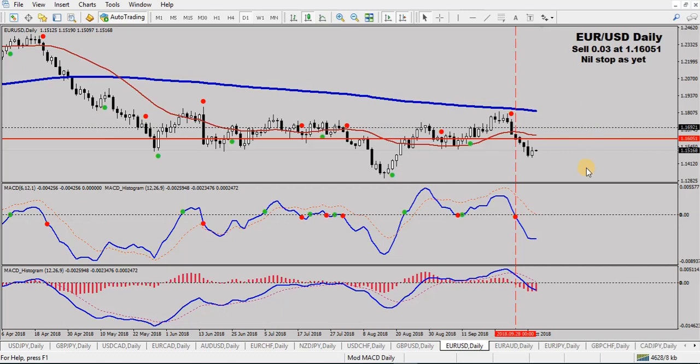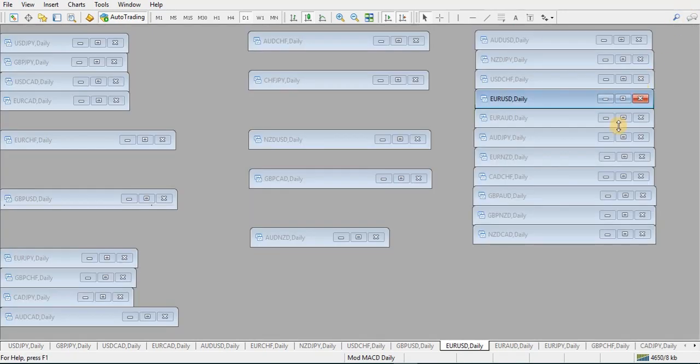Euro USD, same deal. This is probably the one that does move if there's a big move on the non-farm payrolls. In a sell. Yesterday I had a slightly bullish candle. Decided to reduce the risk. I've closed 0.01, 1/3 of this trade, and put a stop in place at 1.16921. So just reducing risk. That's Euro USD.